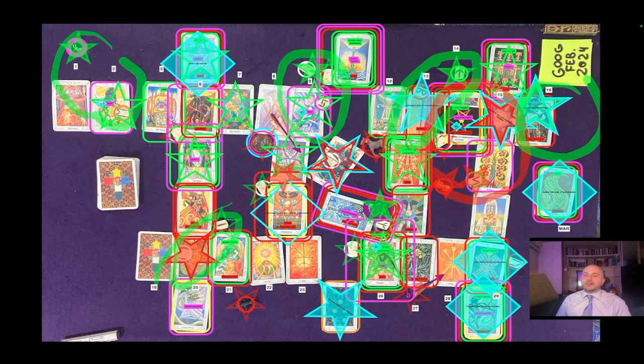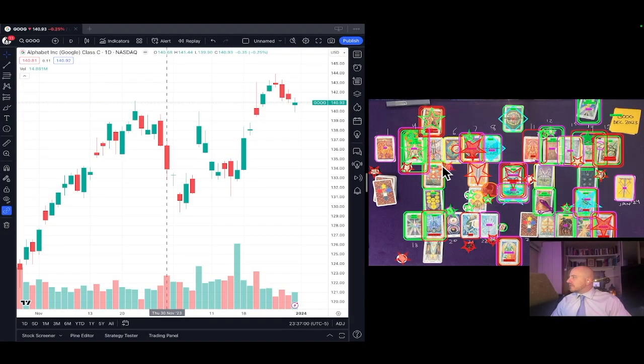Before we go any further, let's take a look at the December reading and see how we did. All right, so we had a lowest low on the 5th, 6th. Looks like we pretty much nailed that. And then we had another one on the 7th.